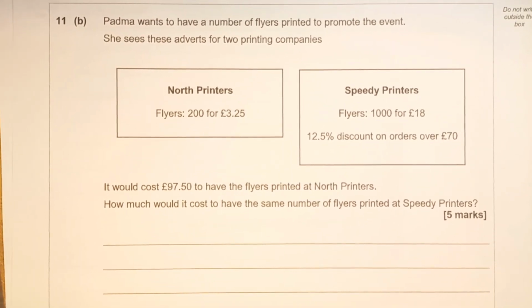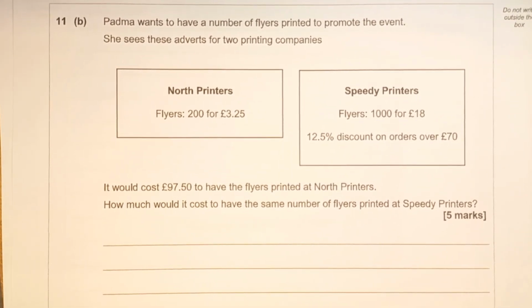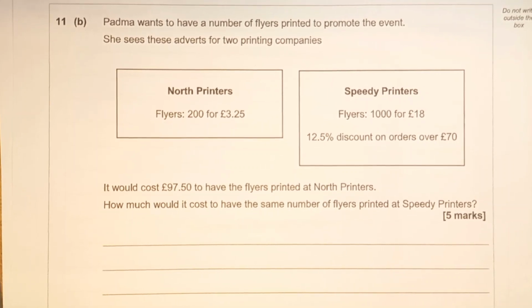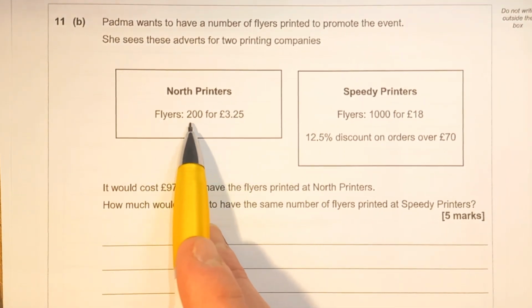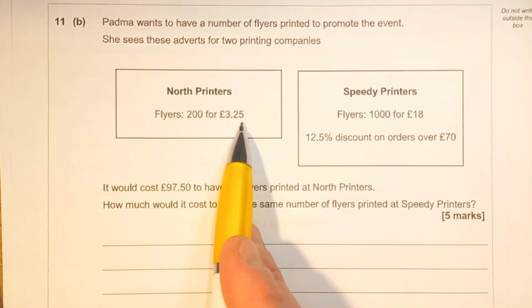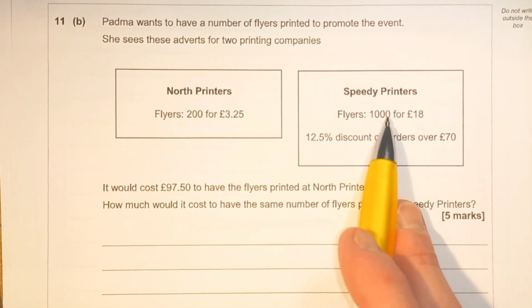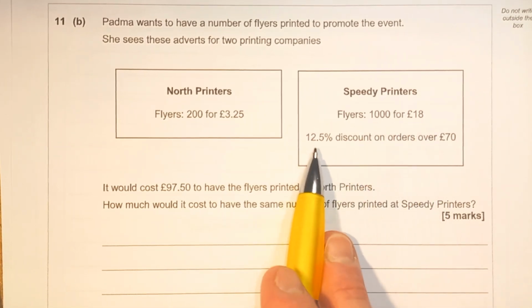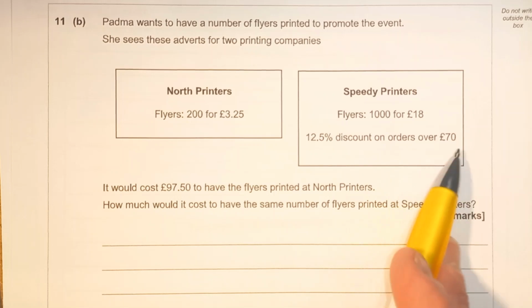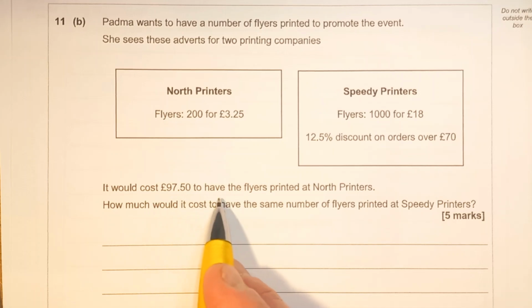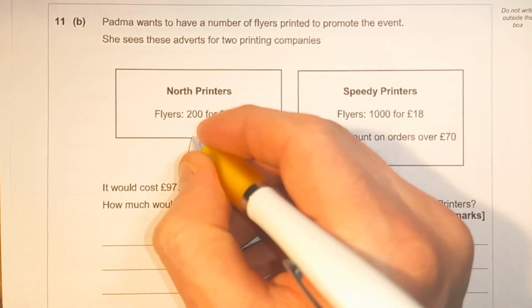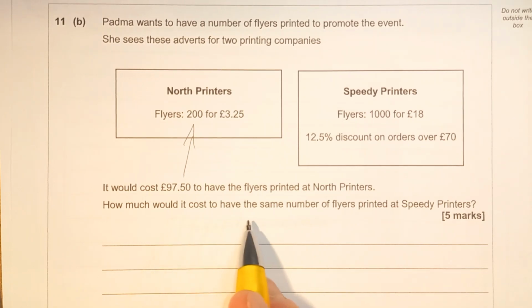Right. 11b. Padma wants to have a number of flyers printed to promote the event. She sees these adverts for 2 printing companies. We've got North Printers, cost 200 flyers for £3.25. Speedy Printers, they get 1,000 flyers for £18. And there's a 12.5% discount on orders over £70. It would cost £97.50 to have flyers printed at North Printers. So this is from these guys. How much would it cost to have the same number of flyers printed at Speedy Printers?